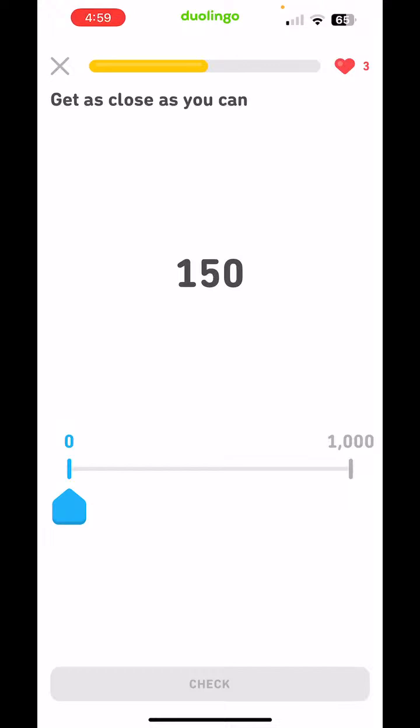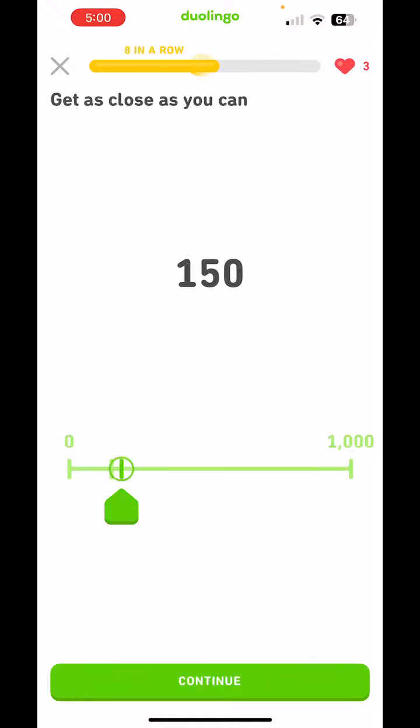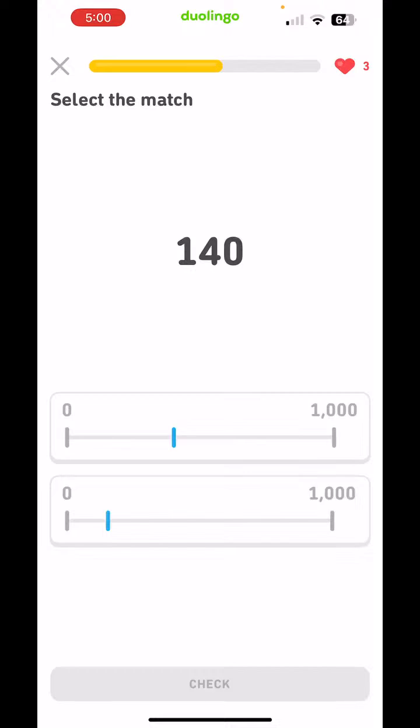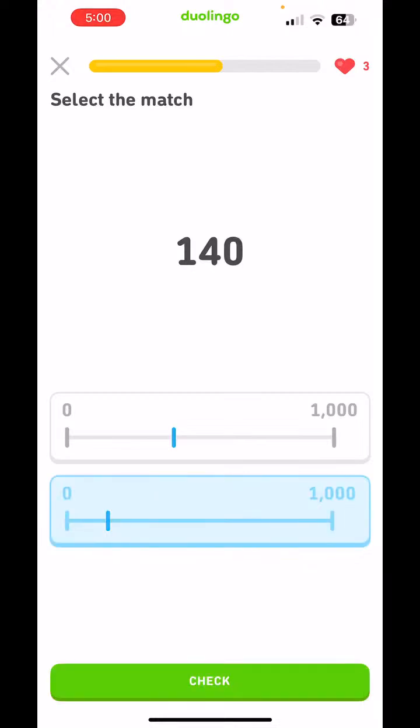Get as close as you can. All right, so our range here is from 1 to 1,000. We have 500 in the middle, 250 around there. So say 150 would be somewhere right here. Close enough. Select the match. Ooh, okay, so both ranges are in the thousands. So we just have to use some estimation here. If 500 is in the middle, then this first one is a bigger number than 140. But the bottom one seems to be more accurate. So let's go with this one.